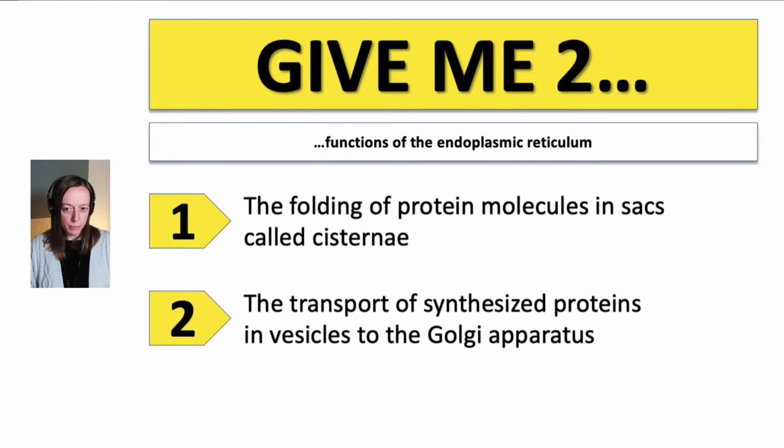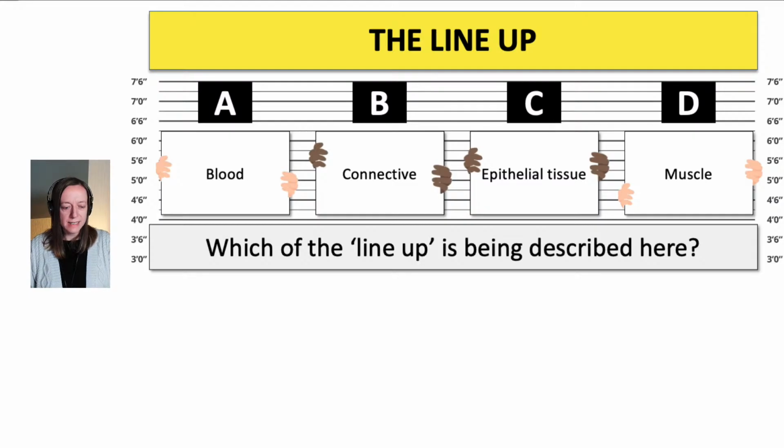So it folds protein molecules in the sacs called the cisternae, and it also helps to transport the synthesized proteins in vesicles to the Golgi apparatus. So it transports them to the Golgi apparatus. So well done, guys. Really good answers. Okay, let's move on now.